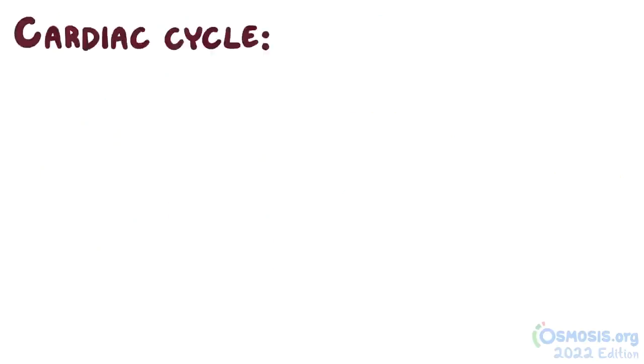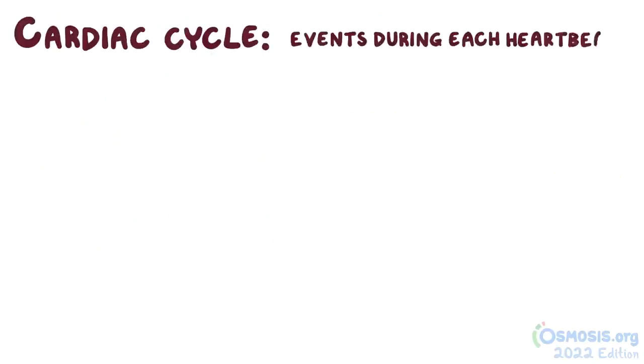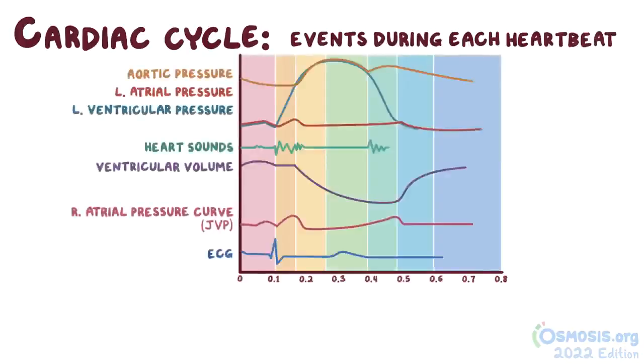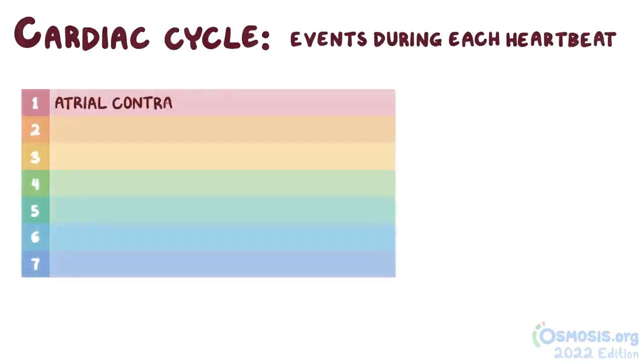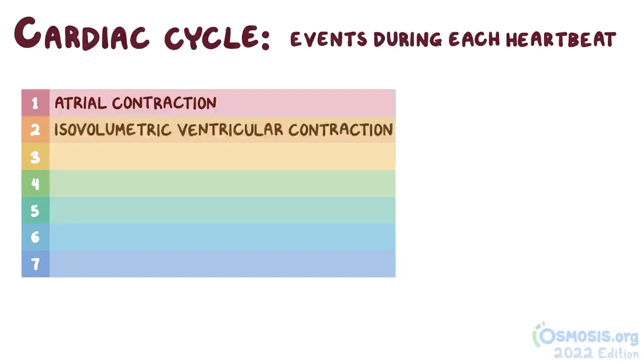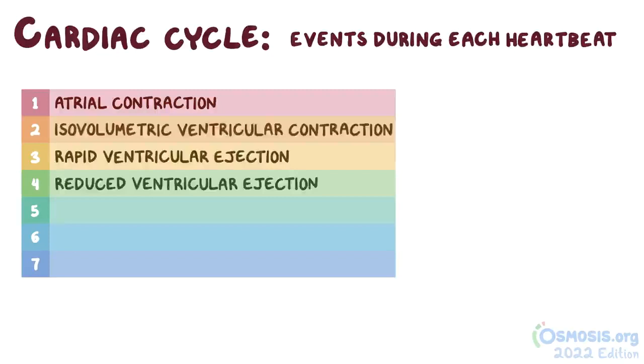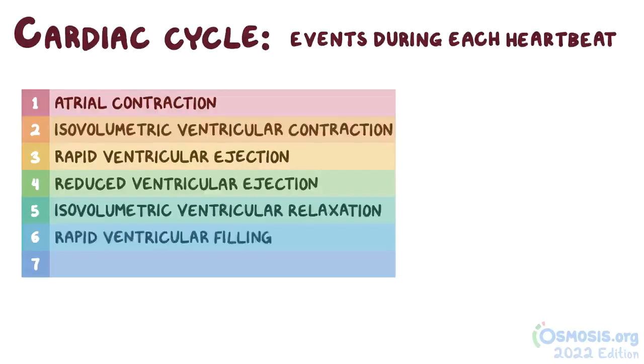Alright, as a quick recap, the cardiac cycle refers to the sequence of events that repeat during each heartbeat, and the cardiac cycle graph is used to express them. There are 7 phases of the cardiac cycle: atrial contraction, isovolumetric ventricular contraction, rapid ventricular ejection, reduced ventricular ejection, isovolumetric ventricular relaxation, rapid ventricular filling, and reduced ventricular filling, also known as diastasis.